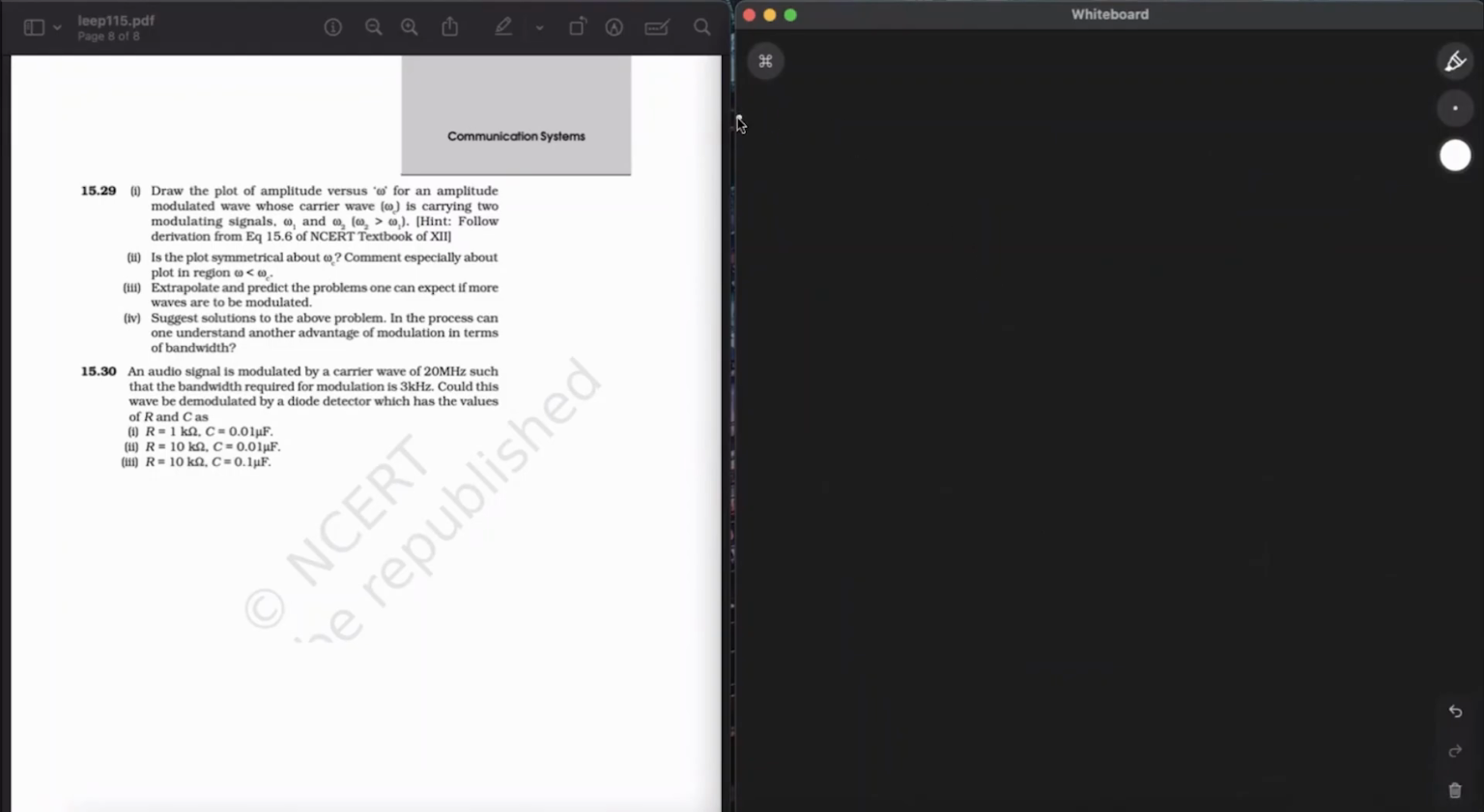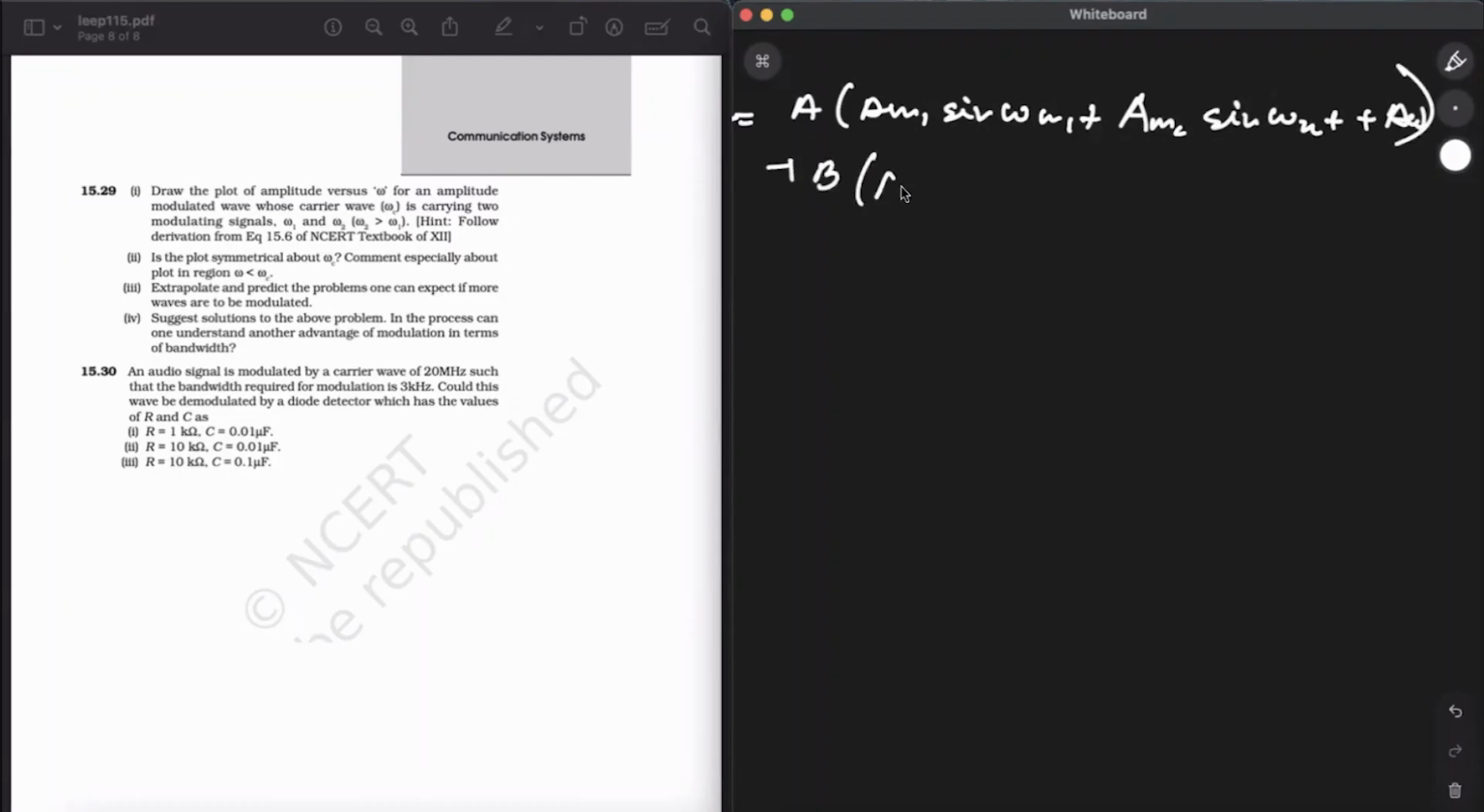Now if I want to write it, okay, if I want to write it, Am1 sine omega m1 t plus Am2 sine omega m2 t plus AC sine omega ct. You already know. Plus B times Am1 का स्क्वायर साइन स्क्वायर ओमेगा m1 का t plus Am2 का स्क्वायर साइन स्क्वायर ओमेगा m2 का t and then AC का स्क्वायर साइन स्क्वायर ओमेगा ct.